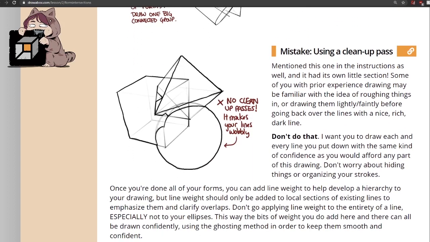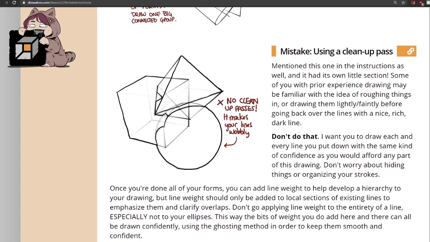Another mistake. Using a cleanup pass. Mentioned this one in the instructions as well, and it had its own little section. Some of you with prior experience drawing may be familiar with the idea of roughing lines in or drawing them lightly or faintly before going back over the lines with a nice, rich, dark line. Don't do that. I want you to draw each and every line you put down with the same kind of confidence as you would afford any part of this drawing.